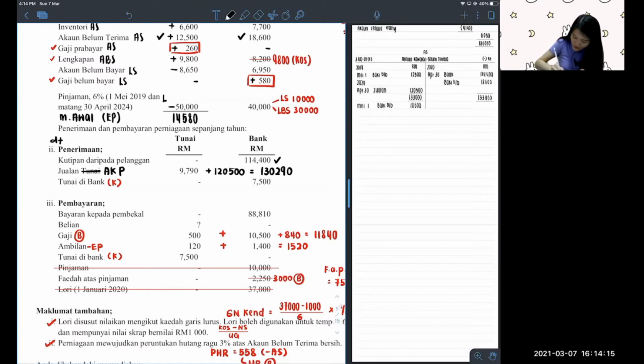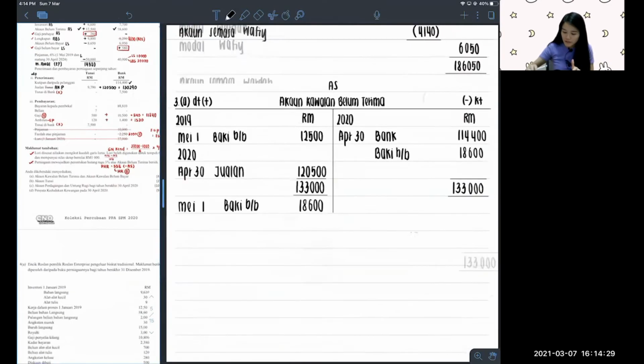But I will now cover the tunai word because it's already the jumlah of jalan. Okay, yeah. So I will answer your question later. You wait, you be patient, yeah. I will answer you later on, so don't worry. Okay, so just leave your question at the chat. Now I will move on to account kawalan belum bayar.